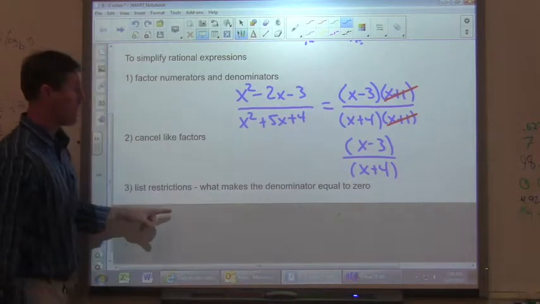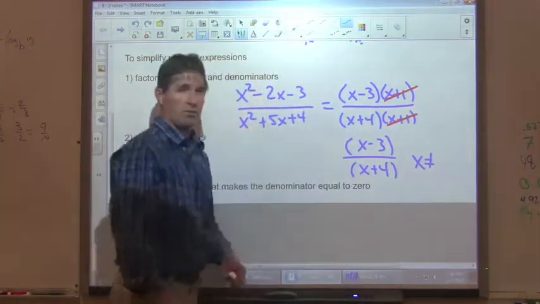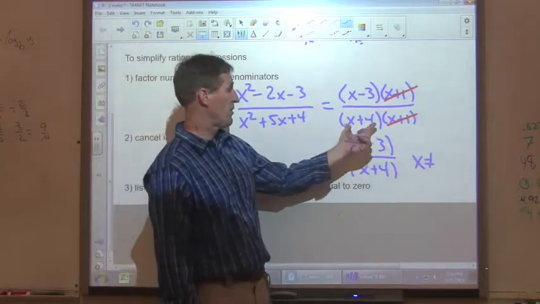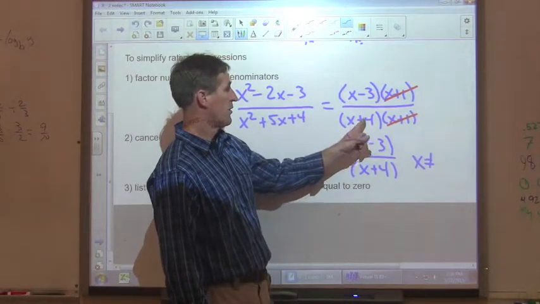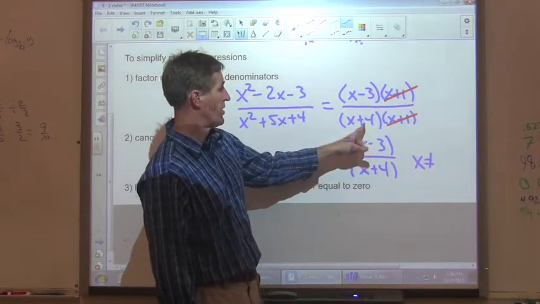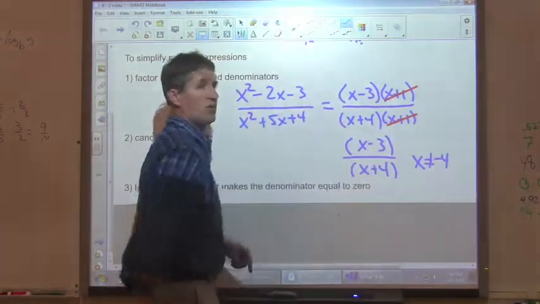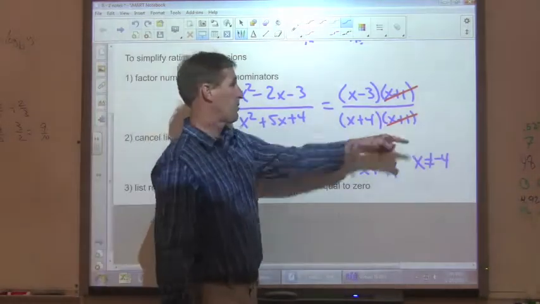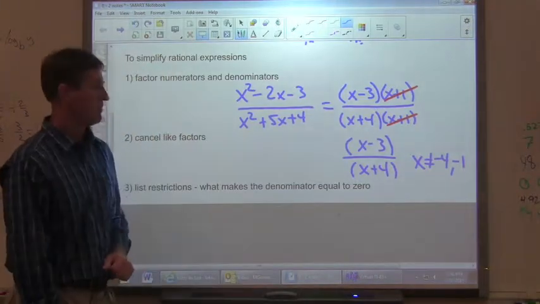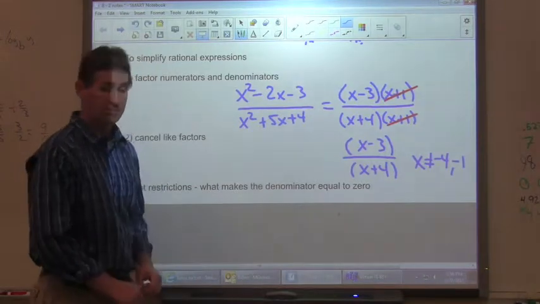But now we have to finish by writing our restrictions. What can x not equal? Okay? And we go back to where we factored. And we just ask ourselves, what would x be that would make this 0? And again, when it's written in this format, all you have to do is the opposite of this. So negative 4 would make that equal to 0. So it can't be negative 4. And you also have to do it for ones that are canceled. So x plus 1, our restriction would be x cannot equal negative 1. And so this is our answer, and this is our restrictions, and we're done with that problem.